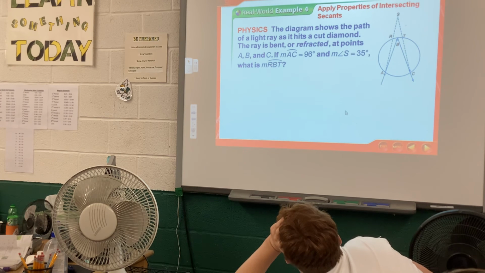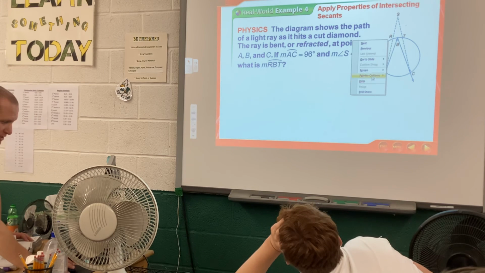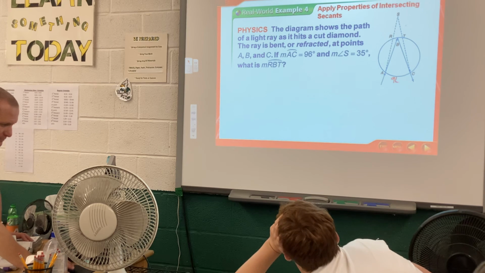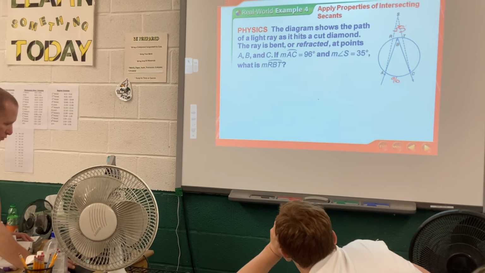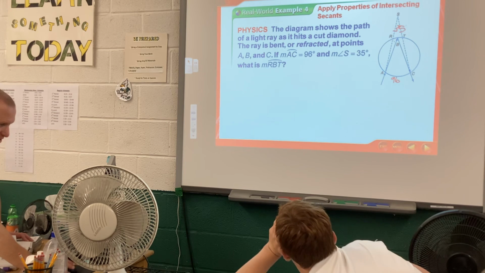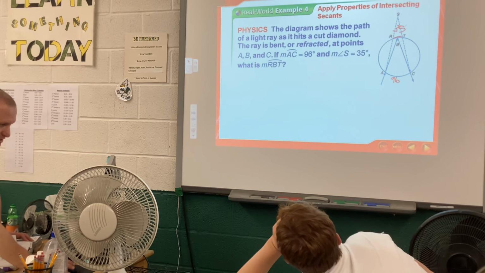Okay, if the measure of AC, so here's where I would really go through and start marking things down. Again, preferably not in your book. This is 96. Then what? S is 35. And what is RBT? So where's RBT? So RBT is really just this right here, right?